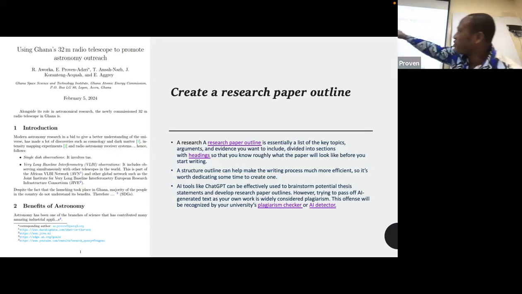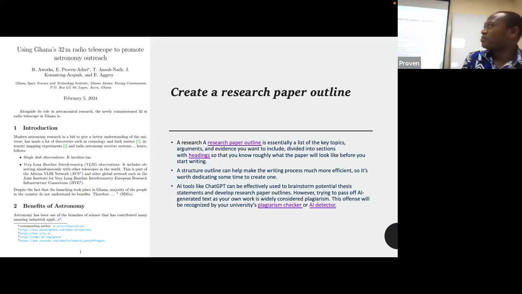So again, an example there for a paper we published using Ghana's 32-meter radio telescope to promote astronomy outreach. So there we have the introduction. We have the next item, which is the benefits of astronomy.